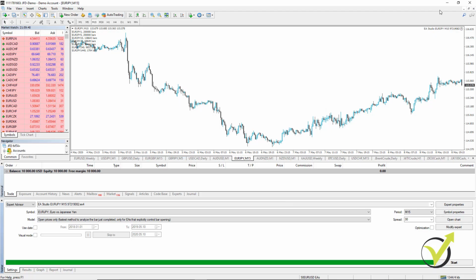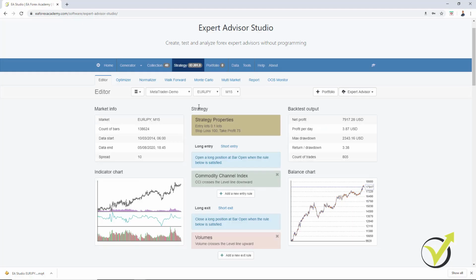Okay, so the spread really matters in algorithmic trading, and if your broker has huge spread, you better change your broker. Alright, so one more time, you can build this strategy in EA Studio and you can export the expert advisor to see how the backtest will be on MetaTrader, but I'm pretty sure it will be the same because I have checked it hundreds of times.